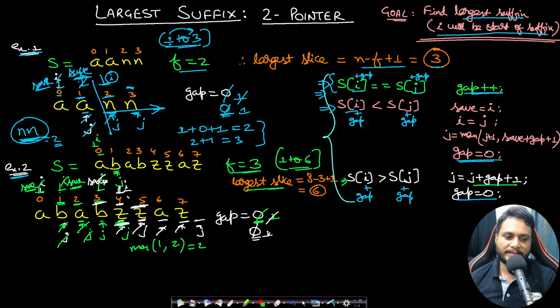So where is the I slicer? It is at index 4. That means if you take the slice from index 4, you should get the largest lexicographically ranked string. Now check the size. The size of it is 4, which is falling in the range of 1 to 6. So this is your answer, ZZAZ, right?